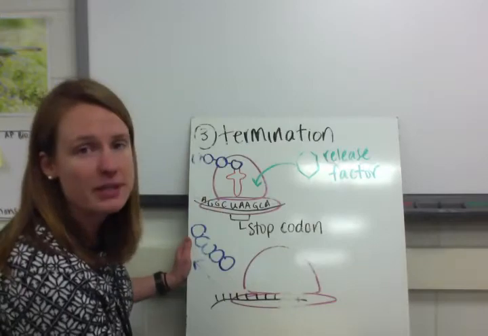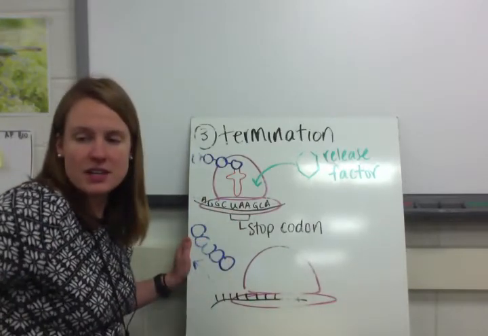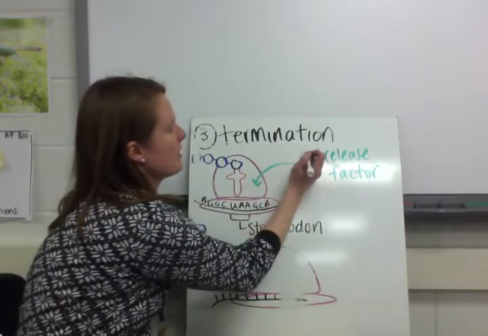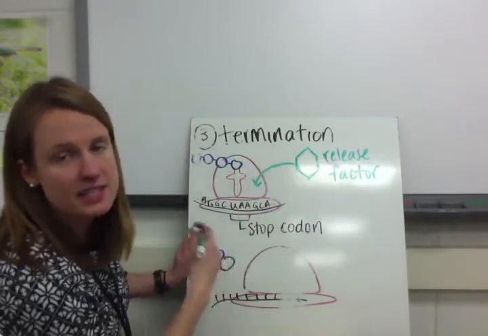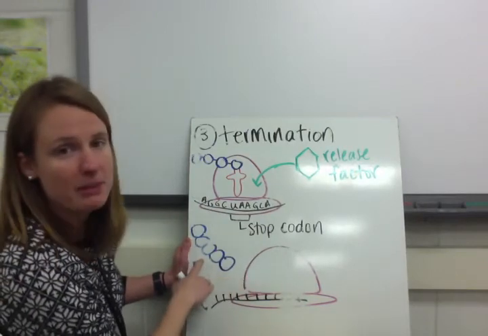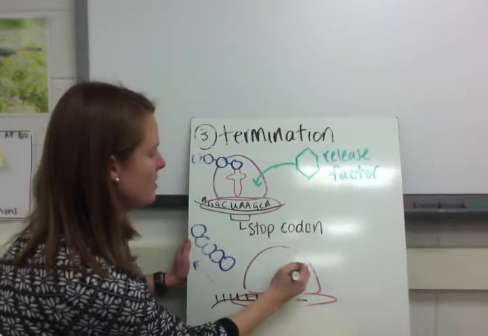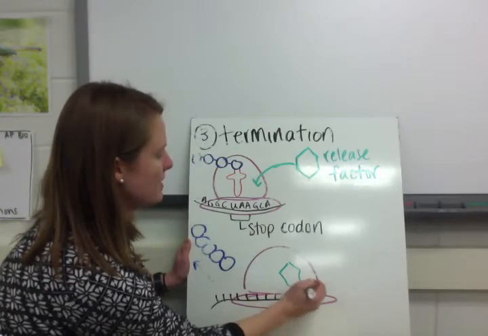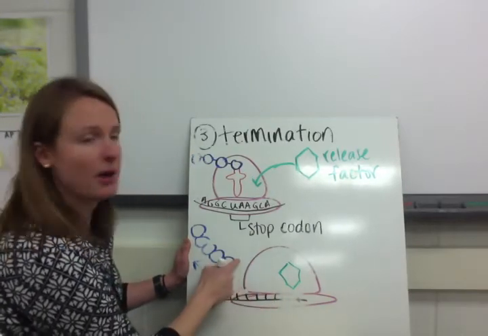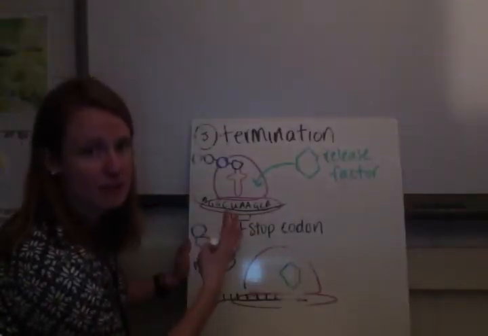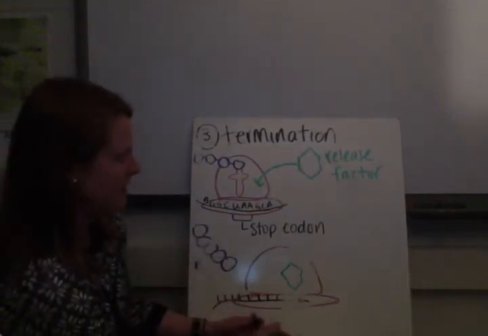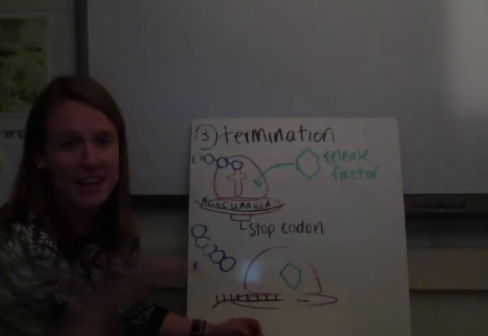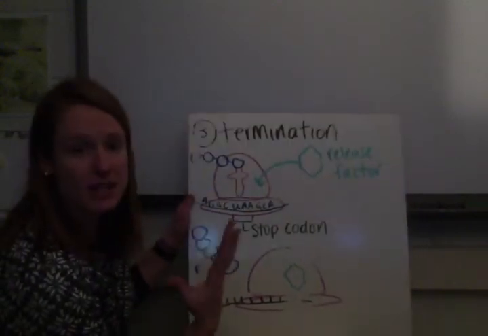Once that has happened, something called a release factor, which is a protein, comes into the ribosome. What the release factor does is it tells the ribosome to let go of that polypeptide chain that it's been creating. So the release factor binds to the ribosome, and it tells the ribosome to release the polypeptide chain. So that's termination because that ends the whole process. This was pretty good timing because I'm at the end of what I was going to say. That's the process of translation.